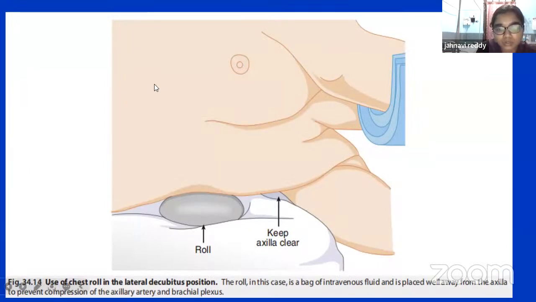This is the axilla roll. This is placed to prevent injury to the brachial plexus. It should be placed just below the axilla, and it should not be placed in the axilla. We should take care that the axillary roll is not moved up into the axilla and is placed just below it. If it is placed in the axilla, it can lead to compression of the axillary artery and brachial plexus, which eventually leads to brachial plexus injury.